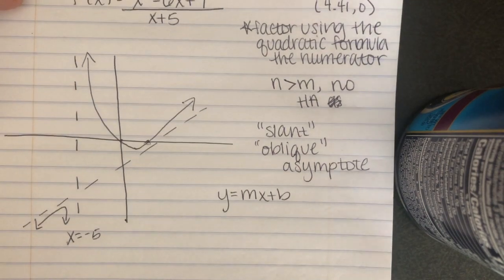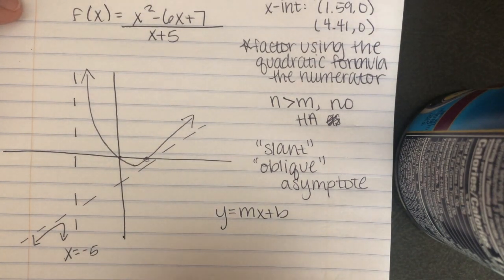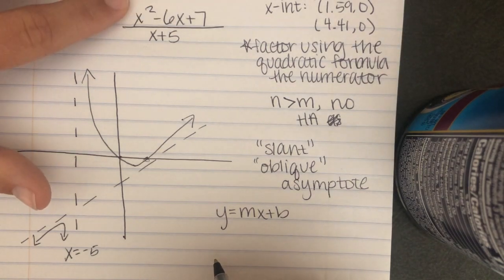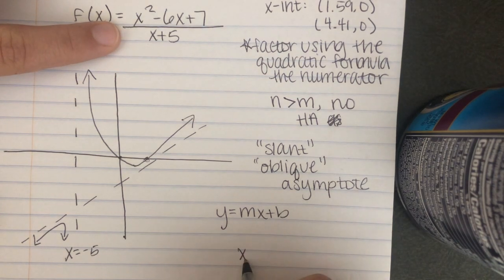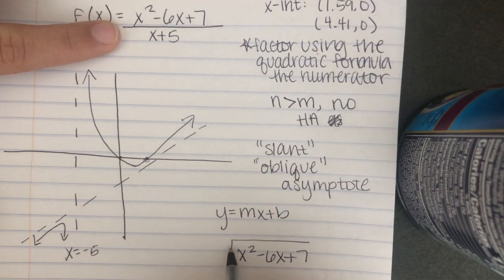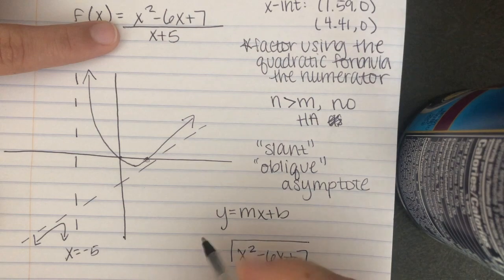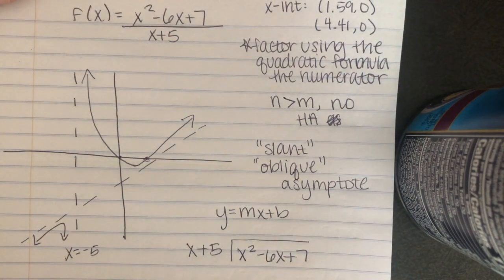Sorry, it's kind of difficult to do things from home. We have the numerator and the denominator. So what we're going to do is long division. So we set the numerator inside of this, I'm unsure of the name, and we should set the denominator on the outside.